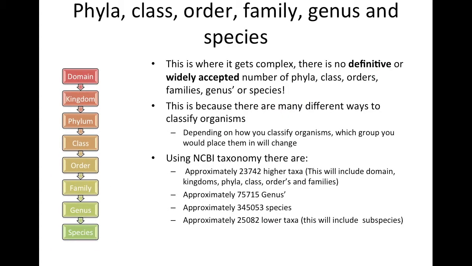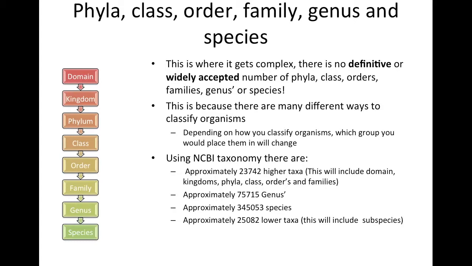Now, as you may have spotted, I've grouped the rest of the taxonomic groups into one page. This is because this is where it gets quite complicated. There is no definitive or widely accepted number of phyla, class, orders, families, genus, or species. This is because there are many different ways to classify organisms, such as on genetics, like we've already spoken about, using the ribosomal RNA, as well as on body plan or observable characteristics. And how you would classify these organisms does really affect where they are classified into. So there is no one way to do it.